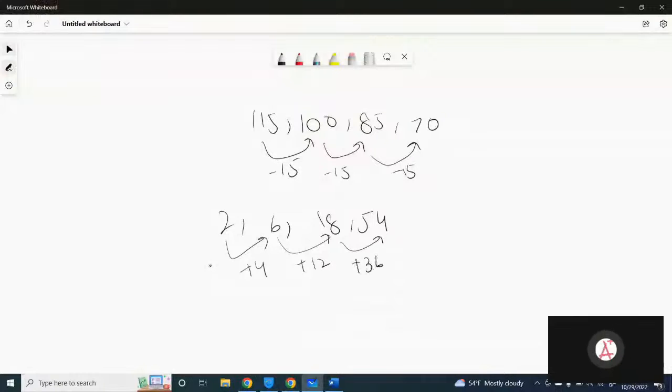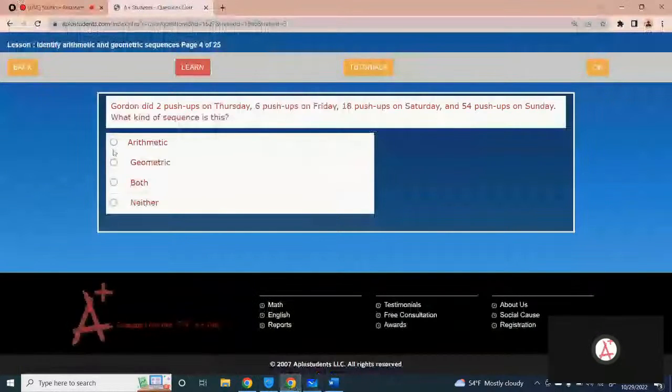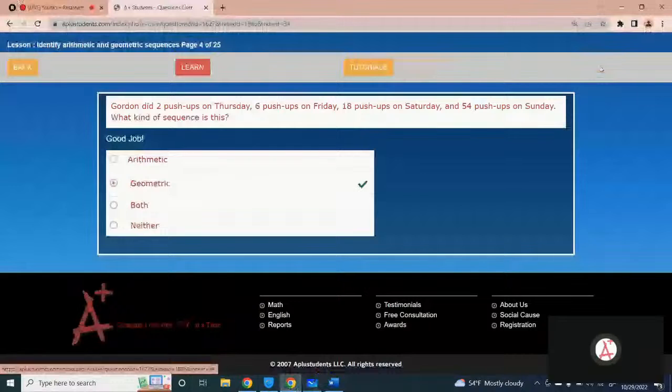Got it? And now let's look if it is geometric. So 2 times 3 makes 6, and 6 times 3 makes 18, and 18 times 3 makes 54. That means the multiplier is the same in this case. Got it? So yes, very good, Donal. It is a geometric sequence because the multiplier is the same. Let's just select the correct option and then click on the OK button. So it is a geometric sequence.